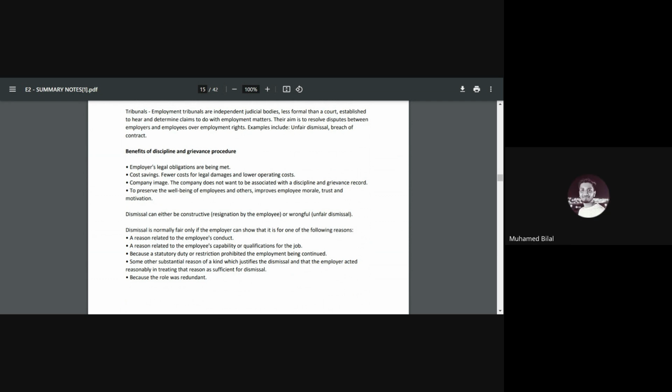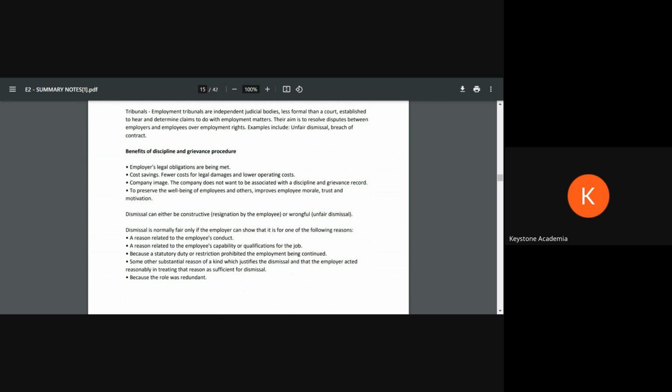I think it's the same as health and safety standards. Yes, exactly the same point. Now, what is a dismissal? Employees being terminated? Yes. It can be two ways: either constructive, where the employee resigns, or wrongful, like we talked about, an unfair dismissal. So how do you differentiate between a fair and an unfair dismissal? That's what we're going to look at now.